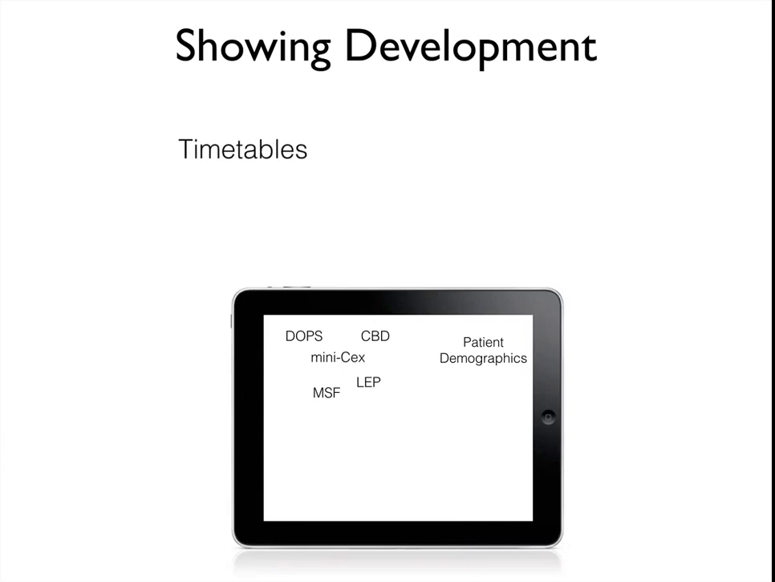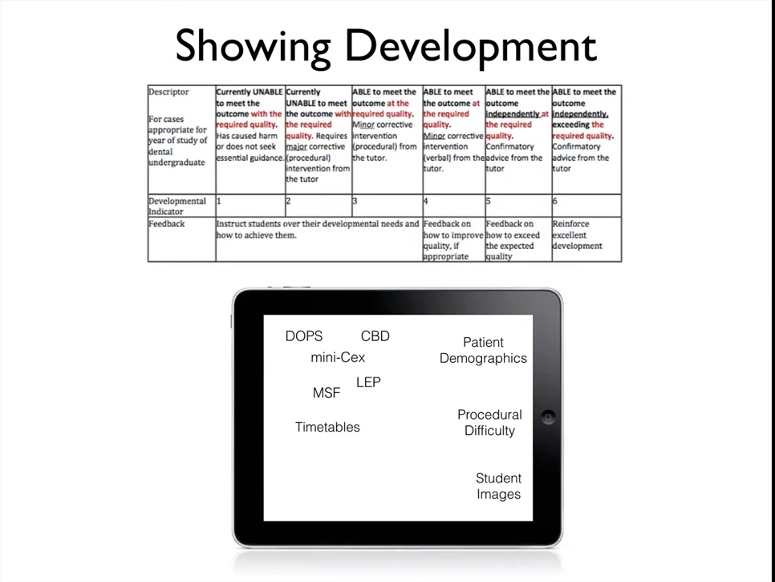We included patient demographics, we included timetables, we included procedural difficulty. Procedural difficulty is there because some things are harder than others. Some patients are less cooperative than others. So it's a means of recording within the system that actually this was more difficult than a standard class 1 amalgam, for example. We've incorporated all your images so that members of staff know exactly who they are, making sure they've got the right person.